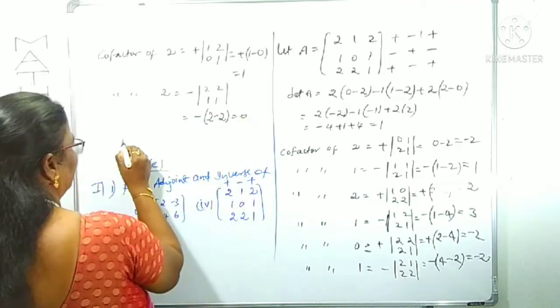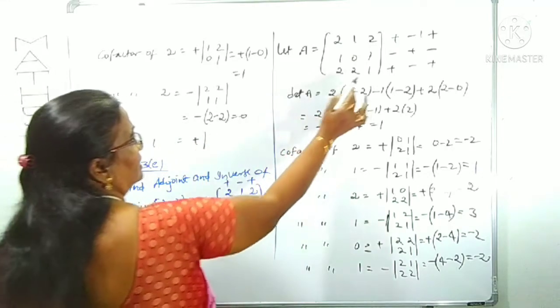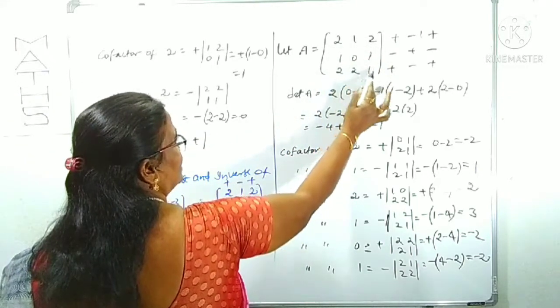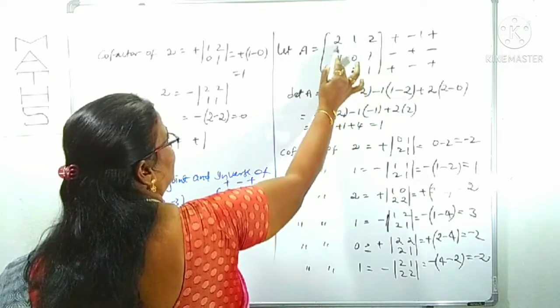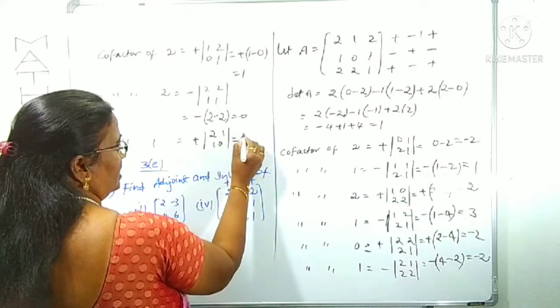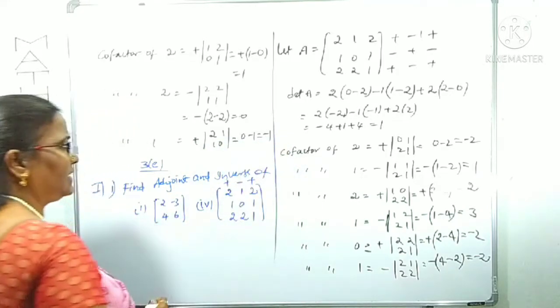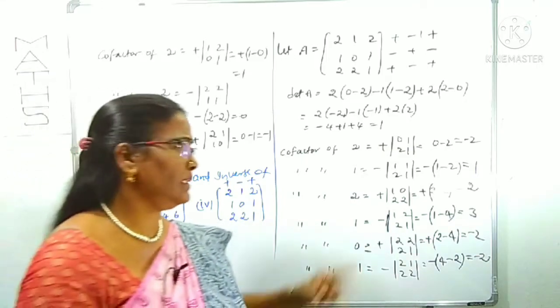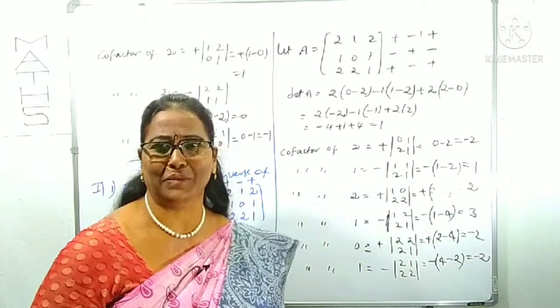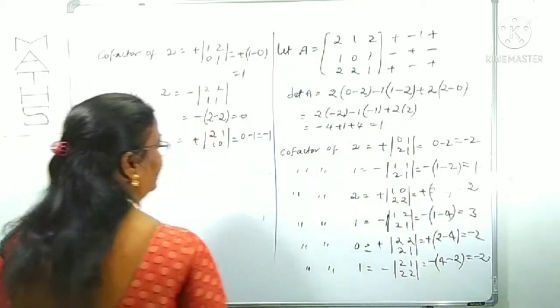Right. Last element. Cofactor of 1 with the plus sign. Det of, closing these two row and column, 2, 1, 1, 0. 2 into 0, 0 minus 1 into 1 is 0 minus 1, which is minus 1. Like this, we got the 9 elements. All these are the cofactors of the 9 elements.